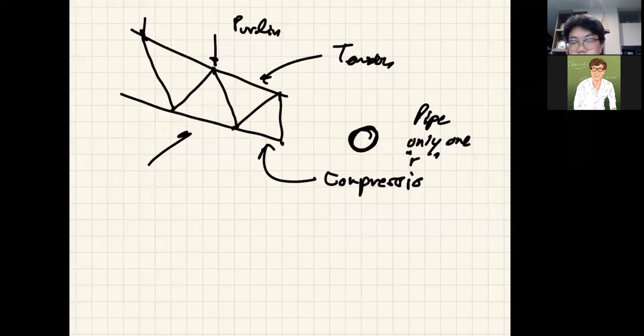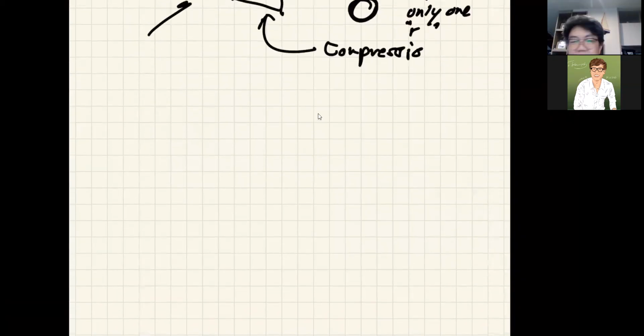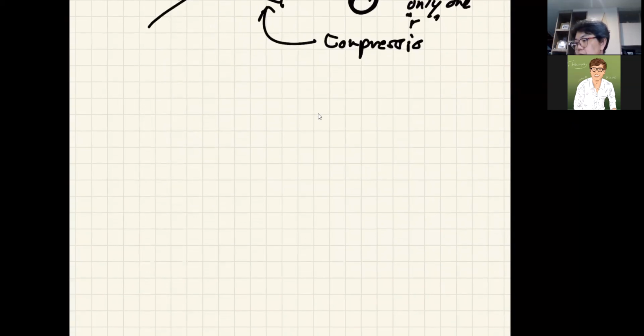Let me begin the session by talking about the question about the zero force member. I wouldn't feel good if you never asked me about the zero force member at all. So from the Gavin Pope example, you have something like this.